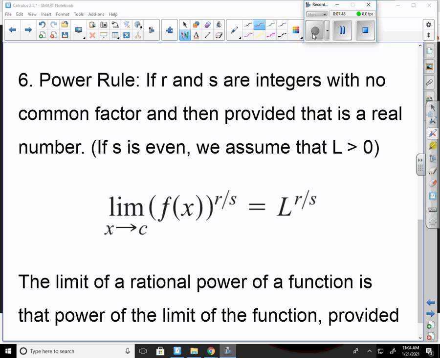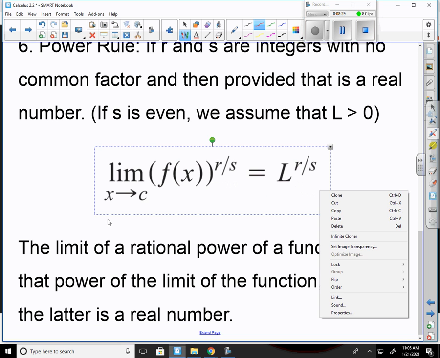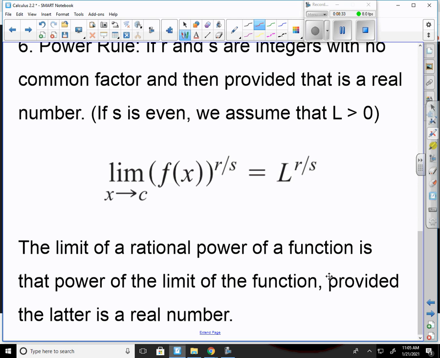Lastly is the power rule. So if r and s are integers with no common factors, and then provided that it's a real number, I believe that's supposed to be s is a real number. And if s is even, we assume that L is greater than 0. Then the limit of a function raised to this power is equal to the limit of the function raised just to the power. So the limit of a rational power of a function is that power of the limit of the function, provided that the latter is a real number.